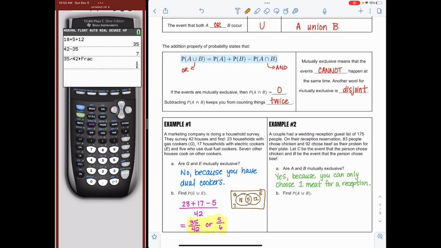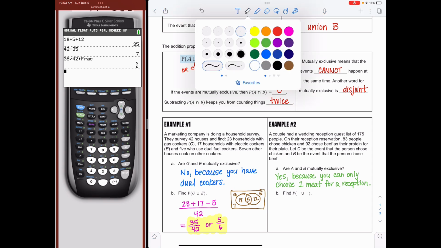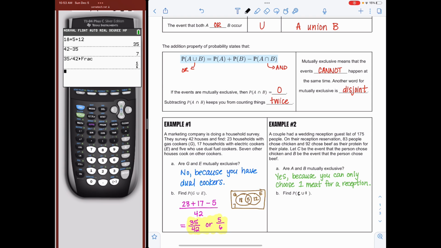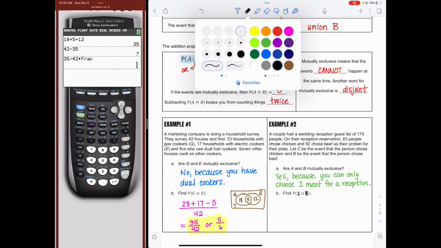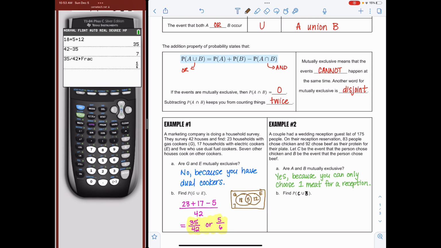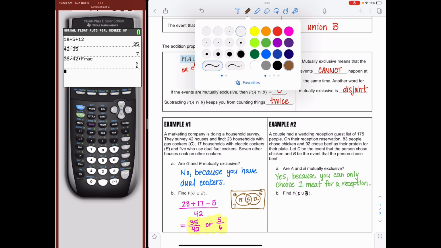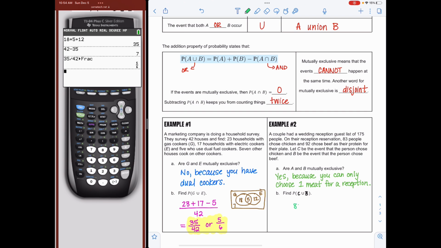So if I say find the probability of C or B, since I'm using chicken and beef, just to be consistent with the letters, then I can say the probability here would be 83 people who chose chicken, so that's going to be 83 out of 175 plus the 92 out of 175.